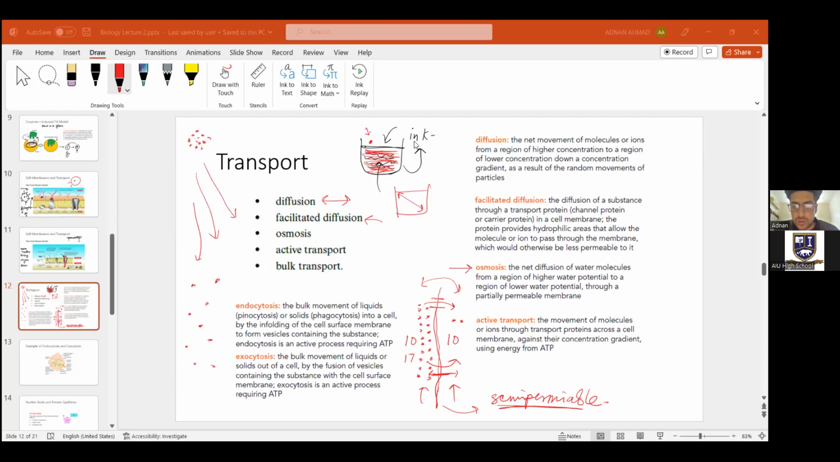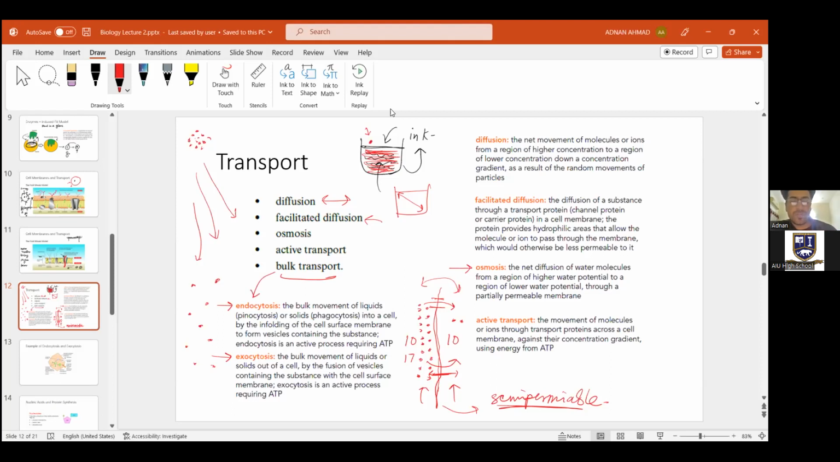Okay, so now active transport. Active transport is the movement of molecules or ions through transport proteins across a cell membrane against their concentration gradient, using energy, ATP. So during active transport or bulk transport, energy is required. Bulk transport has two types: endocytosis and exocytosis. These are the examples of bulk transport.